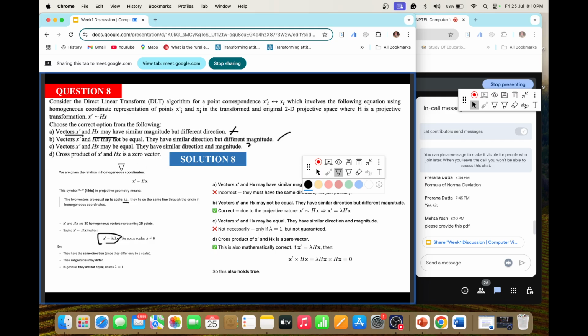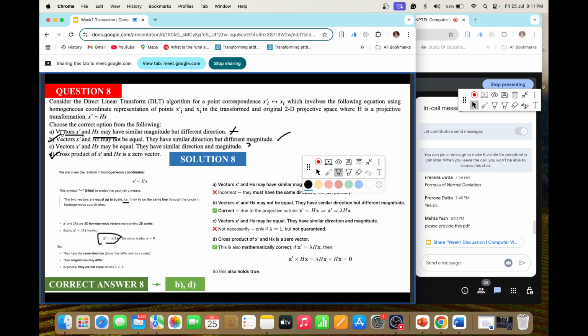And the cross product of x dash and Hx is a zero vector. Do you know what a cross product is? The cross product of vector a and vector b is ab sine theta. Same direction means the angle theta is 0, so sine 0 is 0. Whenever we do the cross product of two vectors having the same direction, the cross product will be 0. So option D is also correct. So B as well as D is the correct answer.